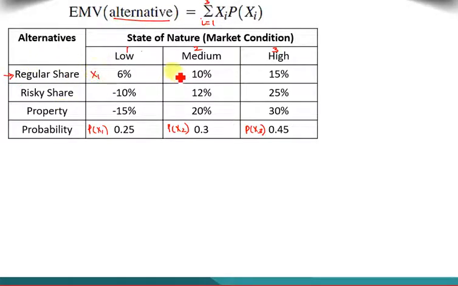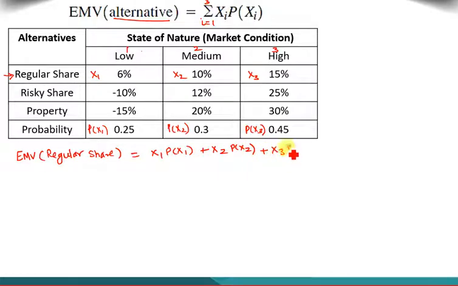So this is x1, x2, x3. So we write EMV for regular shear as x1 probability of x1 plus x2 probability of x2 plus x3 probability of x3, because if you open this formula, so x1 is 6 times 0.25 plus x2 is 10 times 0.3 and x3 is 15 times 0.45.